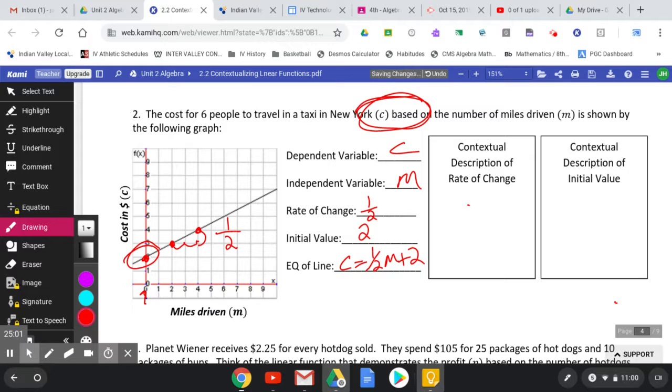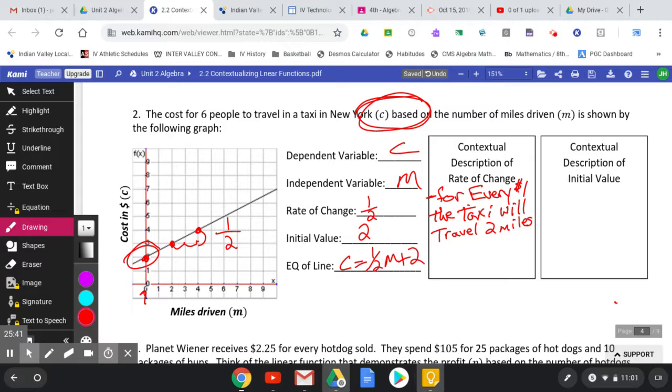What does the rate of change mean in context? In this situation, what does the rate of change mean? For every dollar, the taxi will travel 2 miles.